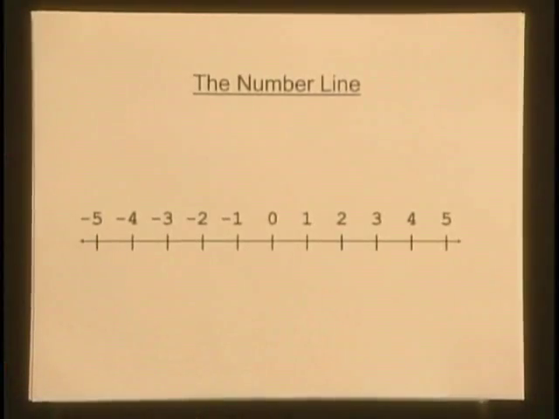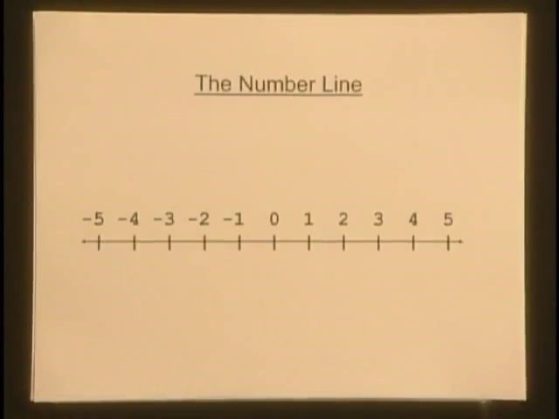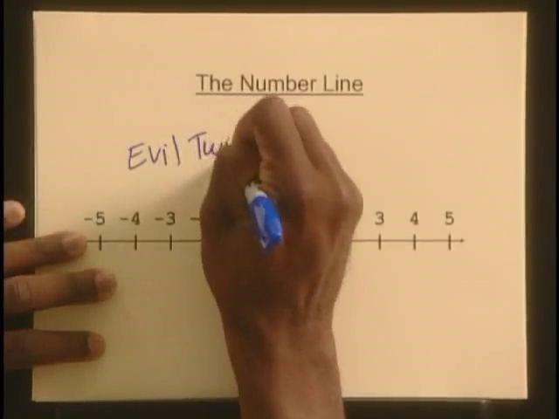Here we have a number line, right? Now, I'm sure you've already dealt with positive numbers before. You know, 1, 2, 3, 4, 5, and whatnot. Now we're also going to introduce negative numbers. These are the numbers to the left of 0, okay? And these are known as the evil twins of positive numbers.